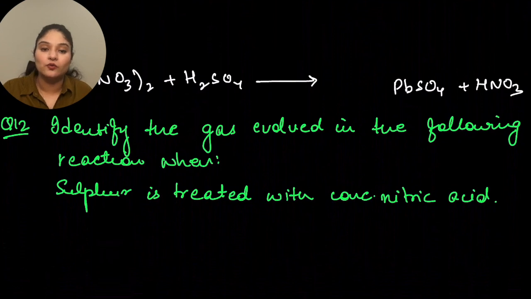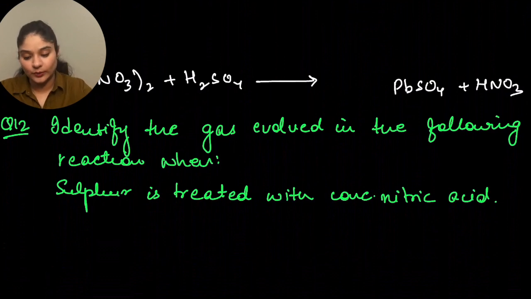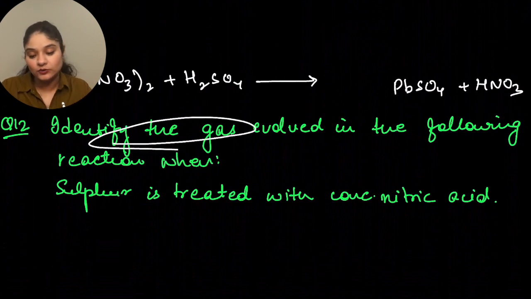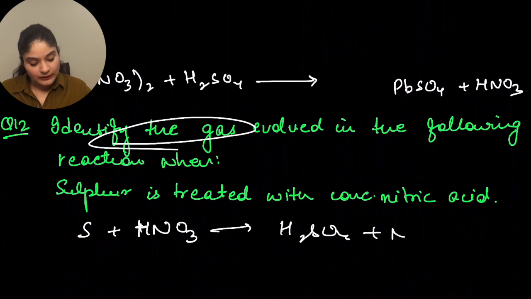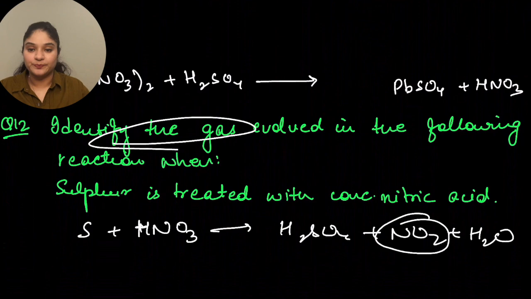Identify the gas evolved in the following reaction when sulfur is treated with concentrated nitric acid. So we already did this one. Okay, they're not asking the equation, they're just asking to identify the gas. So the gas will be nitrogen dioxide, because if you remember, we did sulfur plus HNO3 and that gave us H2SO4 plus NO2 plus water. So that means the gas coming out is NO2.